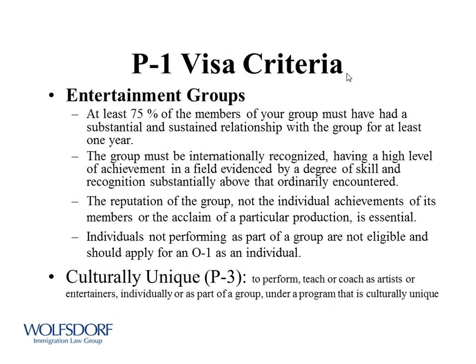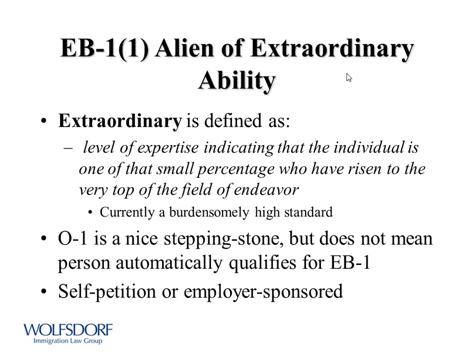I'll go through the visa criteria for the P1 entertainment groups. At least 3/4 of the members of your group have to have had a relationship for at least 1 year. A lot of times new bands will come and ask to see if this is an option. So you have to make sure you have that 1 year of playing together, that they're internationally recognized, and the reputation of the group is really what's important. Individuals who are not performing as part of the group are not eligible, so you'd have to be an O1. Culturally unique, I'll just touch on that again, to perform, teacher, coach under a program that's culturally unique. So the P visa is also a good option in case anybody is interested. You can ask me more questions about that.